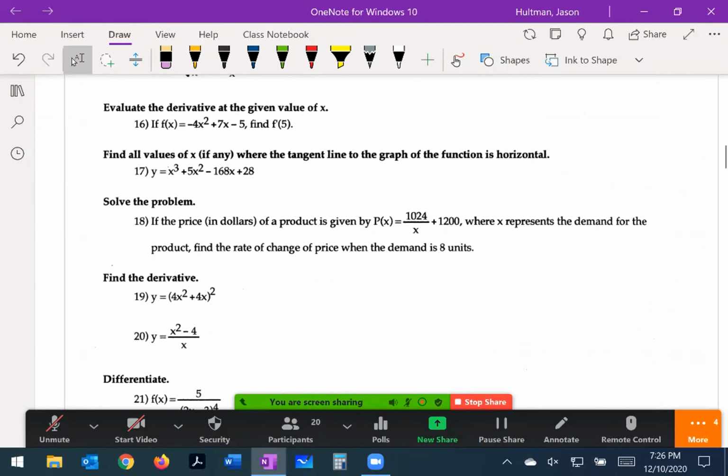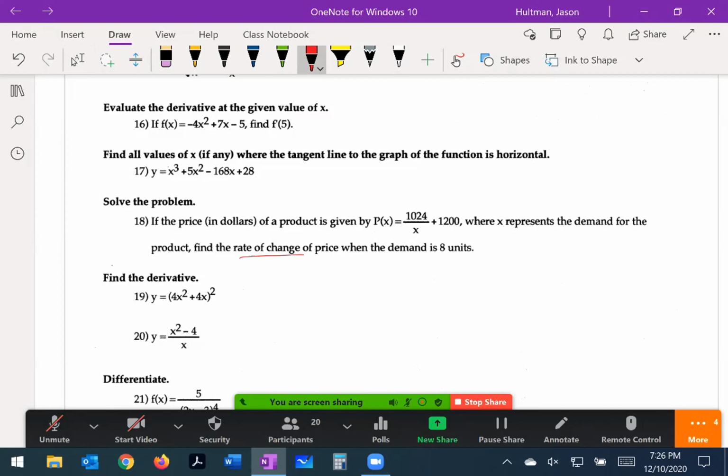Okay, if the price in dollars of a product is given by P of X equals 1024 over X plus 1200, where X represents the demand for the product, find the rate of change of price when the demand is 8 units. Okay, so we want the rate of change, so we're just going to take the derivative here.